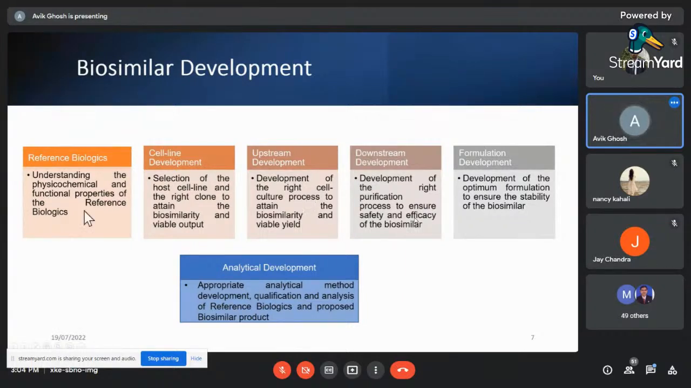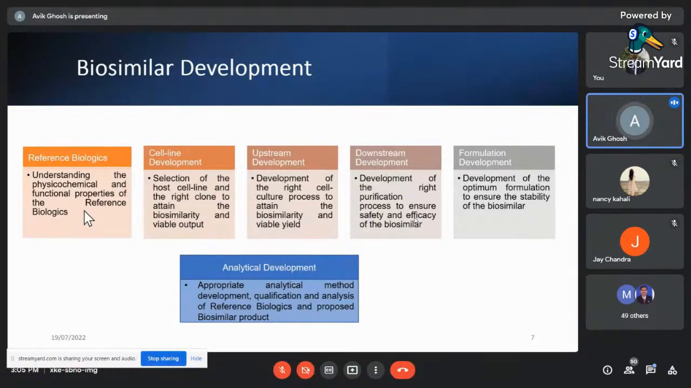Obviously, because the reference biologic is already in the market, there might be some literature available on these, but most of the things are not that much available, and you need to actually make them from scratch.